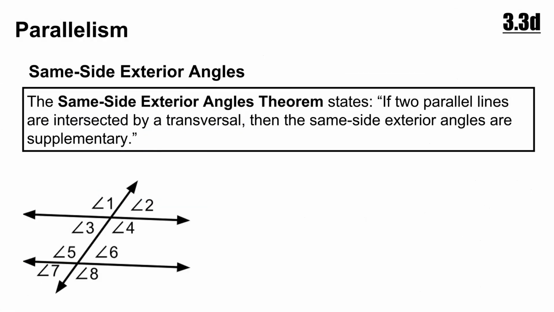The same-side exterior angles theorem states, if two parallel lines are intersected by a transversal, then the same-side exterior angles are supplementary. In the figure, angles 1 and 7 are same-side exterior angles. Additionally, angles 2 and 8 are same-side exterior angles.